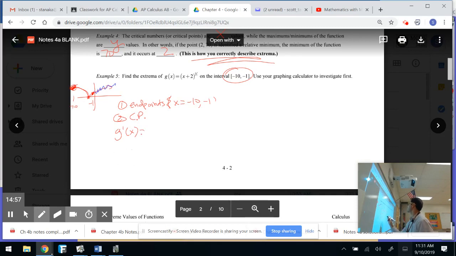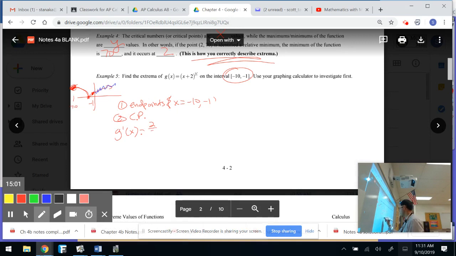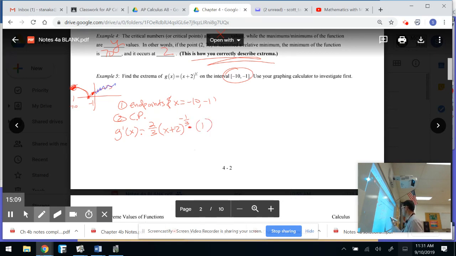Little chain rule. I think that's 2/3. Is it 2/3? Yes, it is. 2/3. Don't you dare touch the inside. Subtract that 1 and then multiply it by the derivative of x plus 2, which is 1. Let's simplify that: 2/3 (x plus 2) to the negative 1/3.